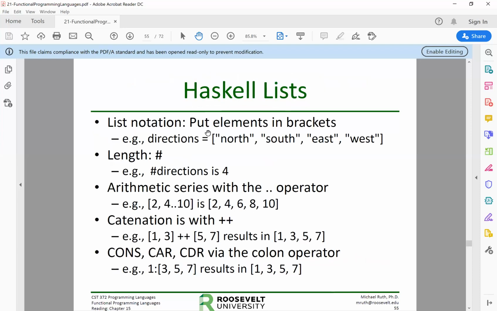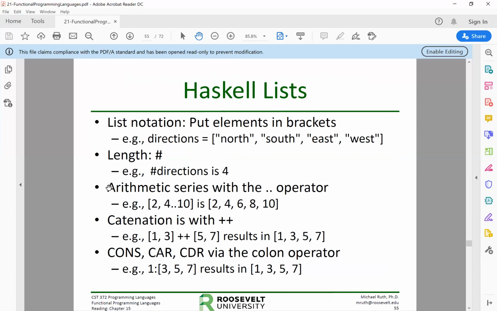Let's go ahead and look at list notations. Lists are written with brackets as before. Directions equals north, south, east, and west. Length, you have a length associated with it. Oh, excuse me, it's not a variable, it's an operator. Length directions is 4.